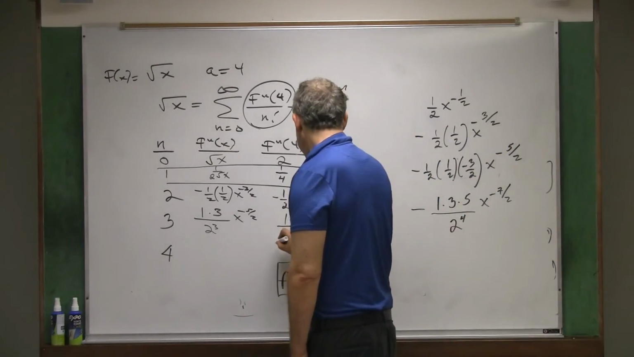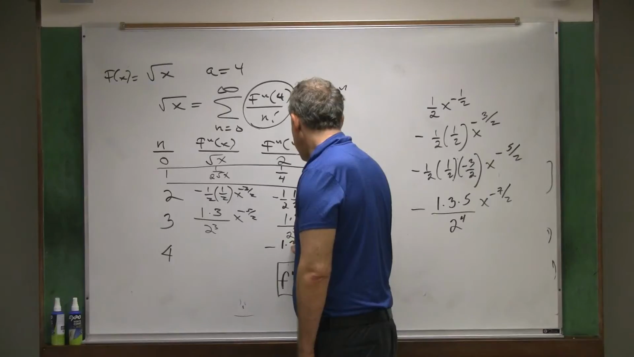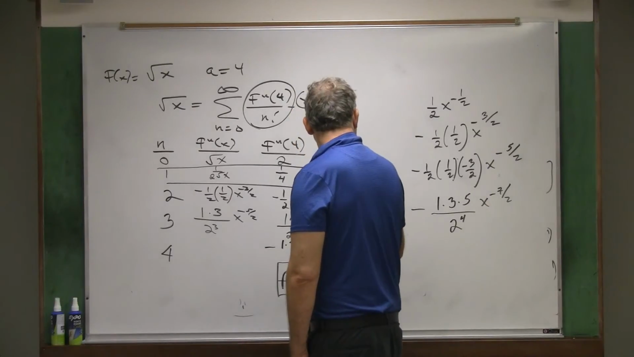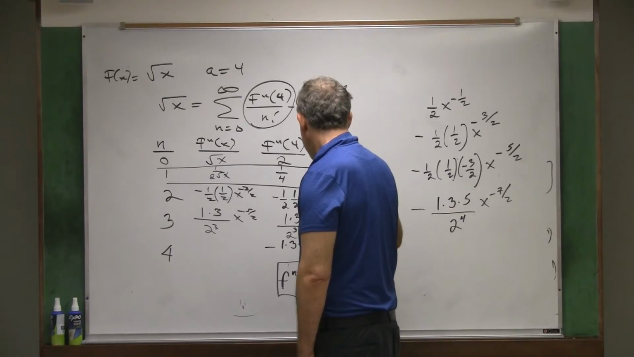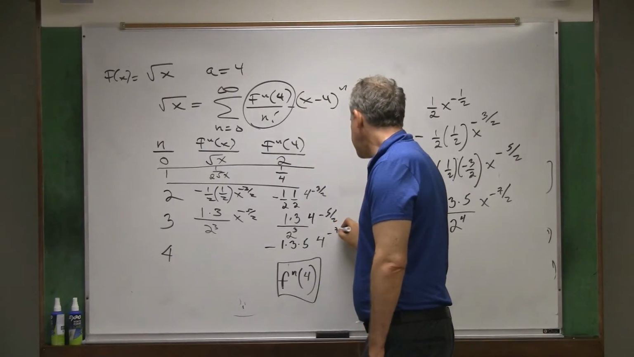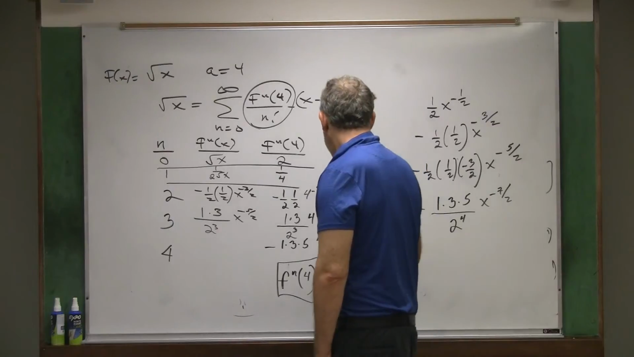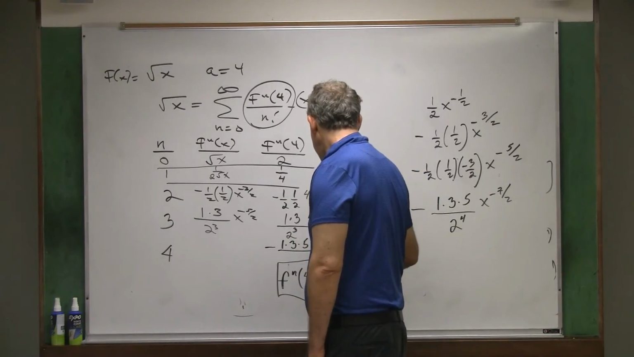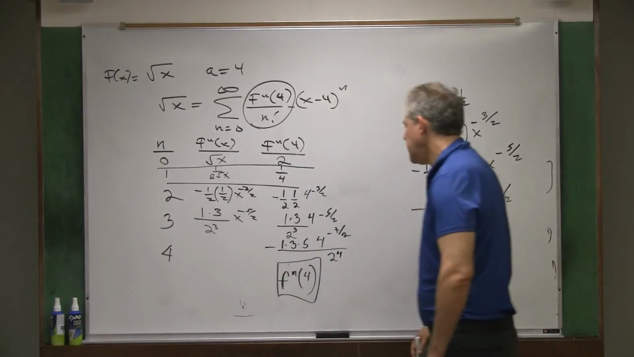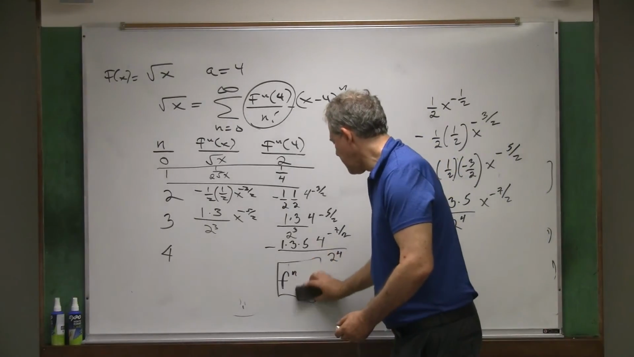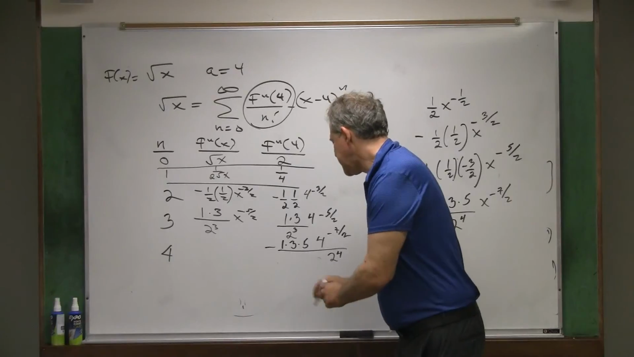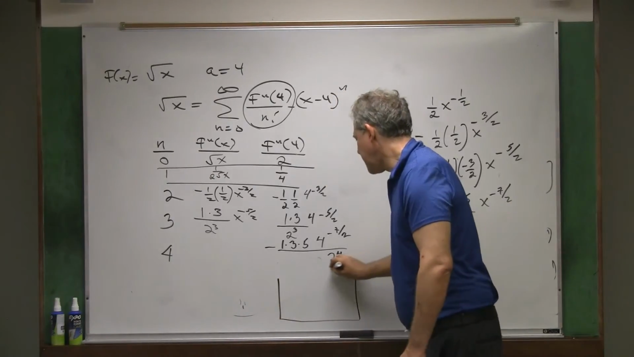So it's going to be a negative 1, 3, 5, and it's going to be 4. This should be a 4. It's going to be a 4 to the minus 7 halves, and then it's going to be a 2 to the 4th. Okay. So I think we're ready. We got to find what's right here. So let's now try to figure it out.